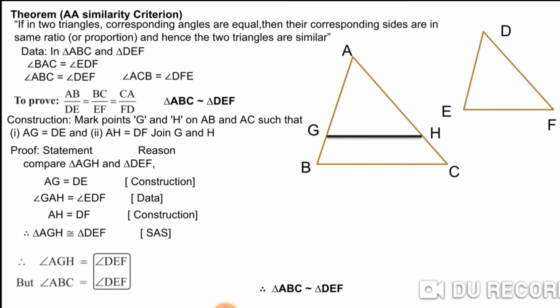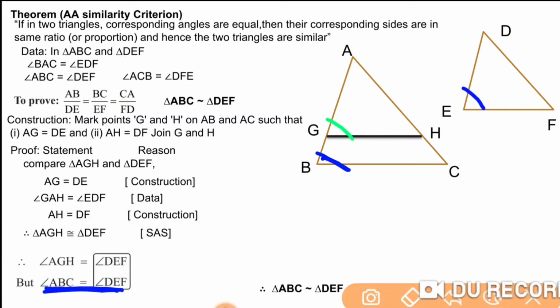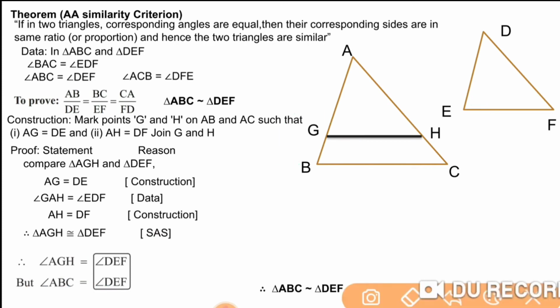Since the two triangles are congruent, what I can say is that angle G is equal to angle E. But what we know is that in ABC, this angle is equal to this. But what I have proved before is that this was equal to this angle. So when angle G is equal to E and E is equal to B, then what I can write is that G is equal to B, because these are things which are equal to the same thing. Let me repeat once again: according to CPCT, what I have told is that G is equal to E.